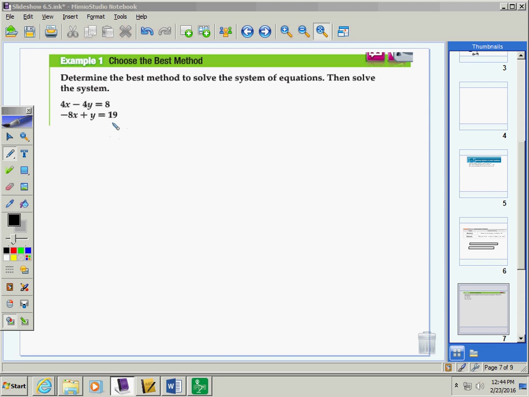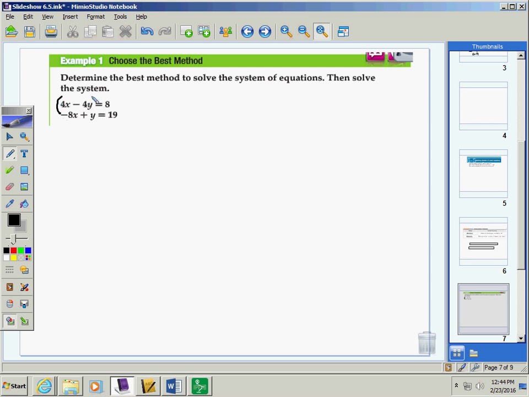To me, the most obvious method to use is elimination, because I see I could easily multiply this first equation by 2 and get a positive 8x. So I'm going to use multiplication to get elimination. However, if you wanted to do substitution, you could, and I will show you what that would look like a little bit after I use elimination. So I'm choosing to use elimination.